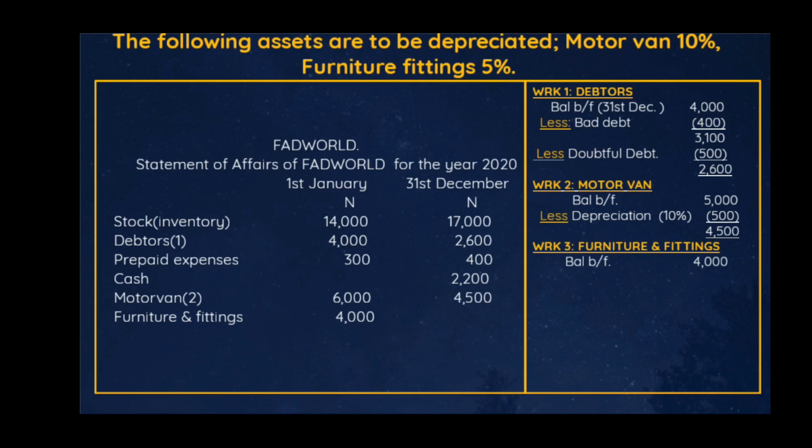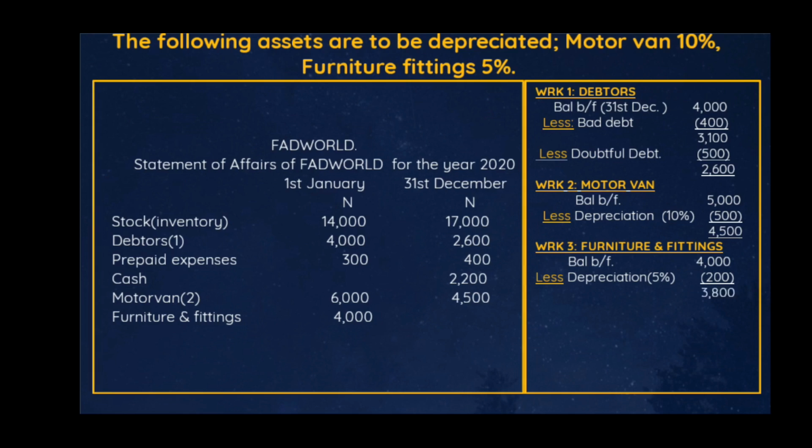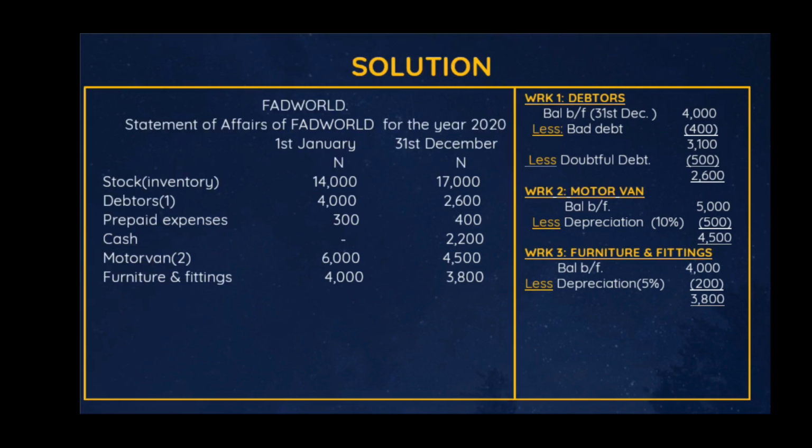So now, 5% depreciation. So less depreciation, 5%. 5% of 4,000 naira is going to give us 200 naira. If we subtract 200 from 4,000 naira, the balance will be 3,800 naira, which means the furniture and fitting at the end of the year is going to be 3,800 naira. We put the amount 3,800 naira.